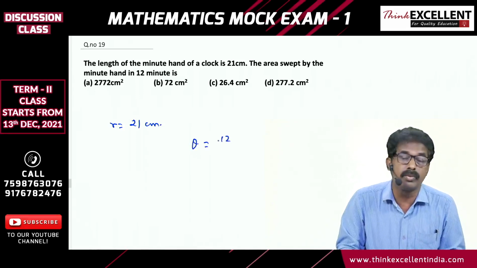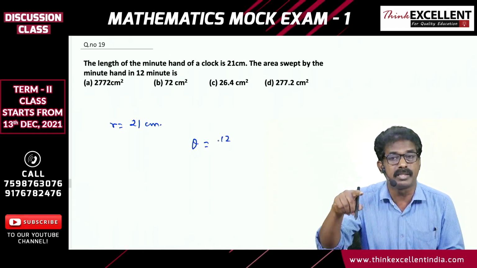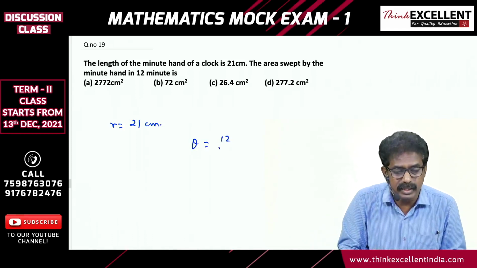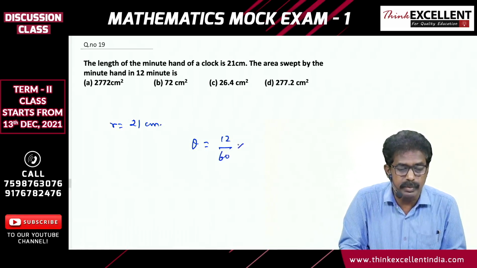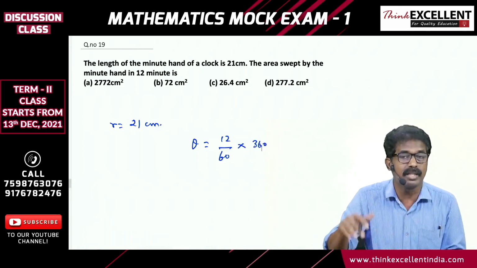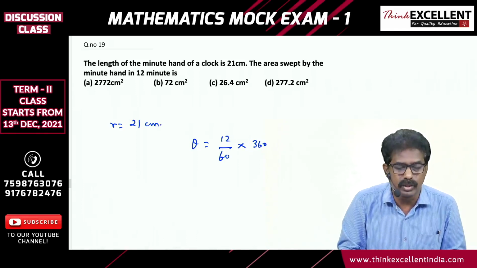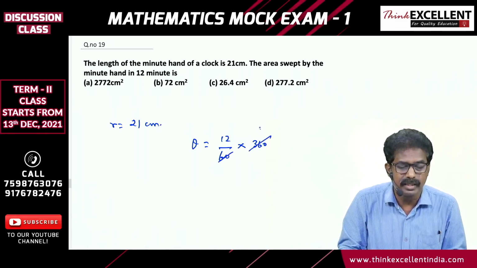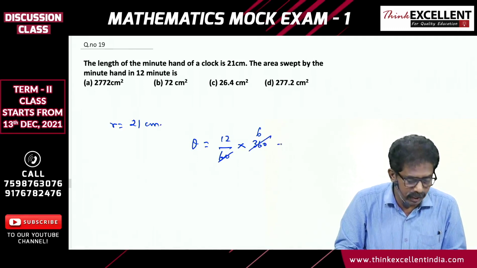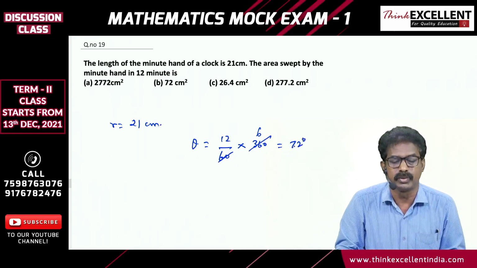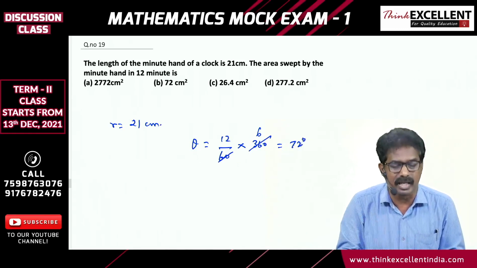12 minutes out of the full circle means how many minutes? 60 minutes, right? In 60, it is 12. That means out of 360, the full angle, how much is it? So 12 out of 60, then out of 360, how much is it? 60 cancels 6 times, 12 into 6 is 72. So 72 degrees, this is the angle you are getting.